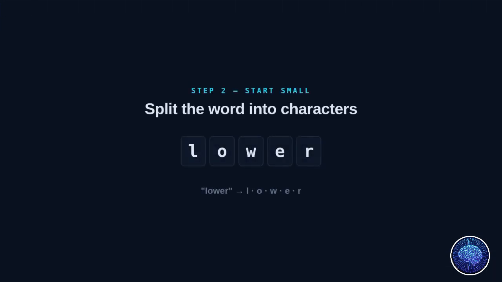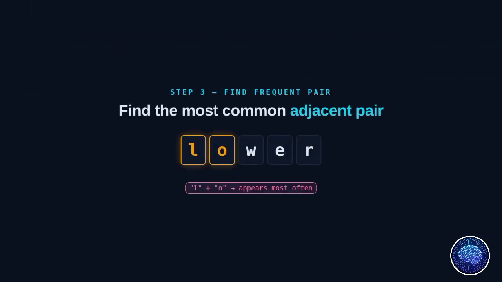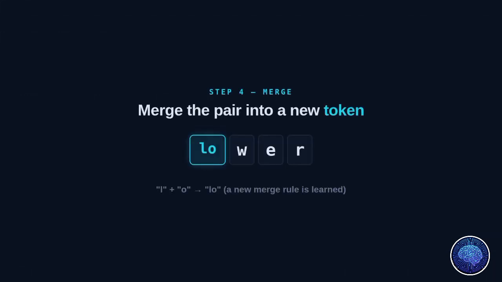Now let's look at how BPE works. It starts at the smallest possible level, individual characters. Take the word "lower," it gets split into 5 separate characters: L, O, W, E, R. Next, the algorithm scans the entire dataset to find the pair of characters that appears together most frequently. In our example, the pair L and O shows up the most. That most frequent pair gets merged into a brand new single token, "lo." The algorithm has now learned that L followed by O should be treated as one unit.